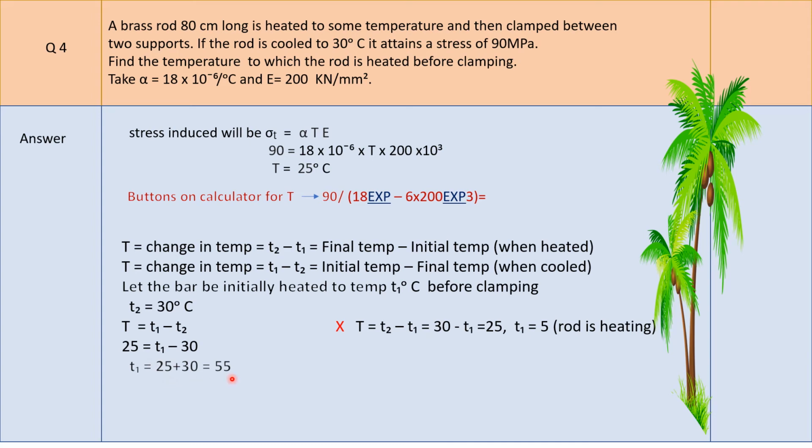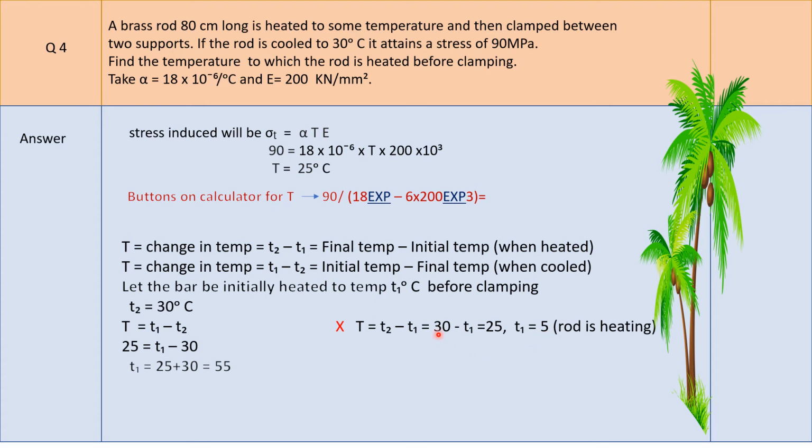So initial temperature is 55, and from 55 when it is cooled to 30 degrees Celsius, the stress developed is 90. Now if by mistake we take it as T2 minus T1, where T2 is 30, the final temperature, and initial temperature T1, with change in temperature equal to 25, this will give T1 is equal to 5. If change in temperature is 25, final temperature is 30, and I want the initial temperature T1 and I use the formula T2 minus T1, then my T1 becomes 5. That means initial temperature is 5 and final temperature is 30.